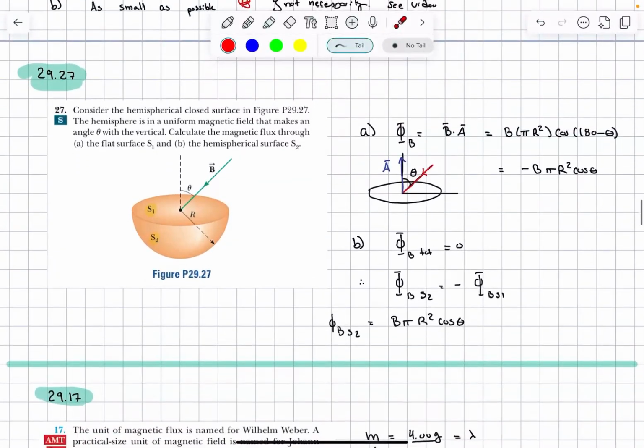This is problem 29.27, and it says, consider the hemispherical closed surface in this figure. The hemisphere is in a uniform magnetic field that makes an angle theta here with the vertical, like this. Calculate the magnetic flux through A, the flat surface S1, and the hemispherical surface S2.